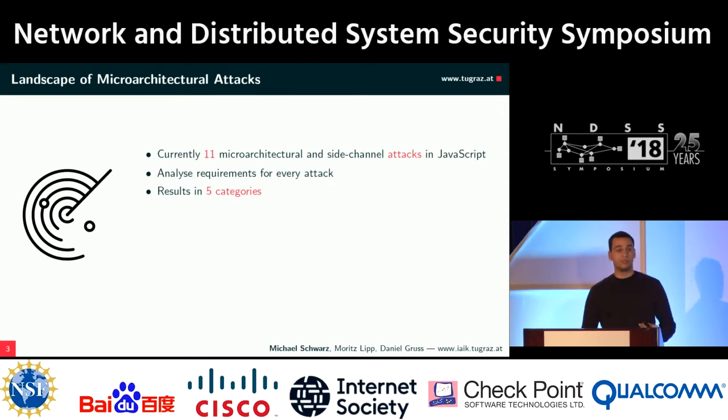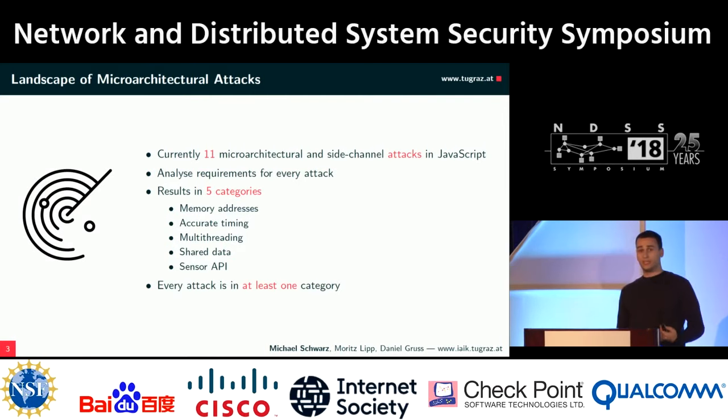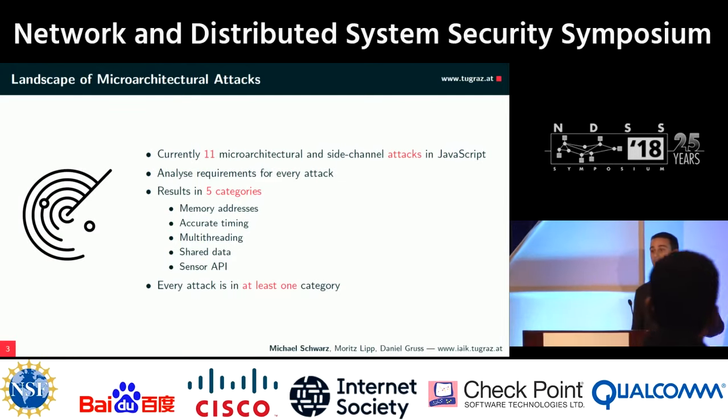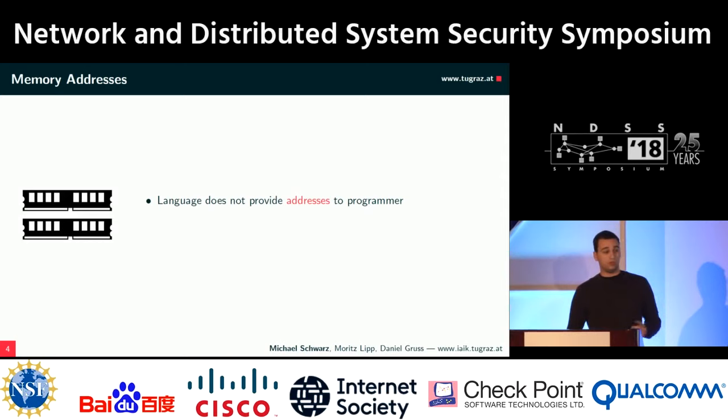We analyzed all of the attacks to find 5 categories of requirements, which are memory addresses, so that the attacks know something about the memory layout beneath, some timing primitives to get accurate timing, multithreading combined with shared data, and access to some sensors. And every attack we have seen requires a primitive from at least one of the categories. Some of them also require more primitives, but at least one building block from one primitive is always required for an attack. So let's take a closer look at these categories.